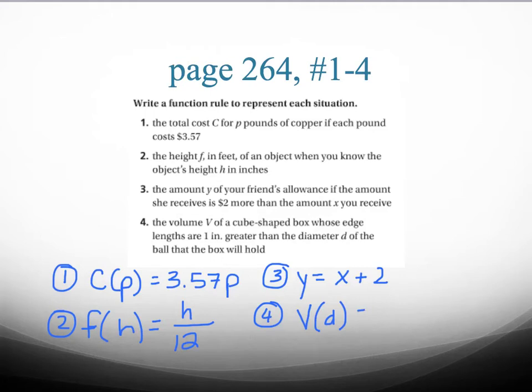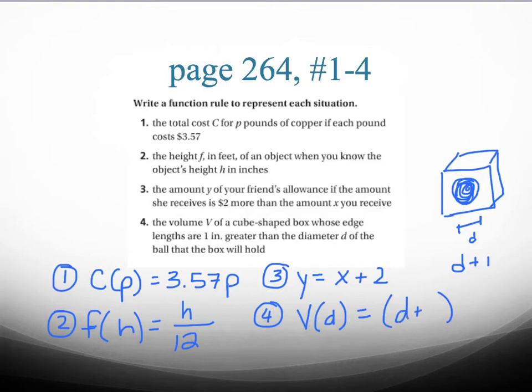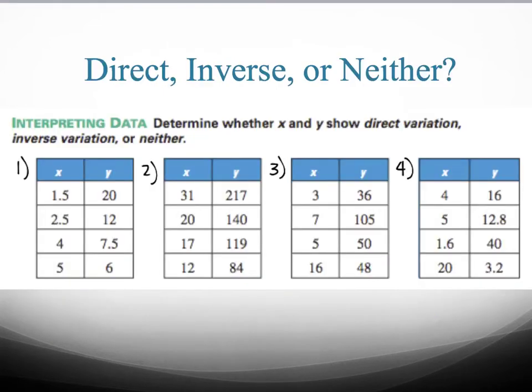So let's draw this out. If I've got this 3D figure here, and the ball is inside, please forgive my lack of artistic ability. The ball is inside, and the ball has diameter d. Each edge is going to be 1 inch greater than d. Well, to find the volume of a cube, you take that edge and you multiply it by itself 3 times. And that, my friends, is the function rule for that one. That one was tough.